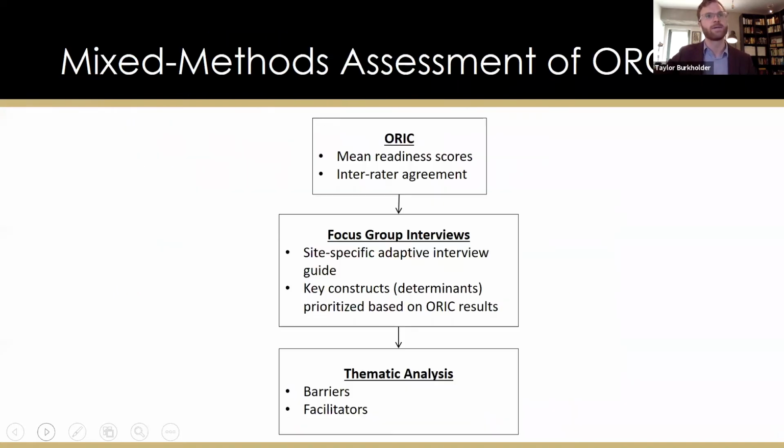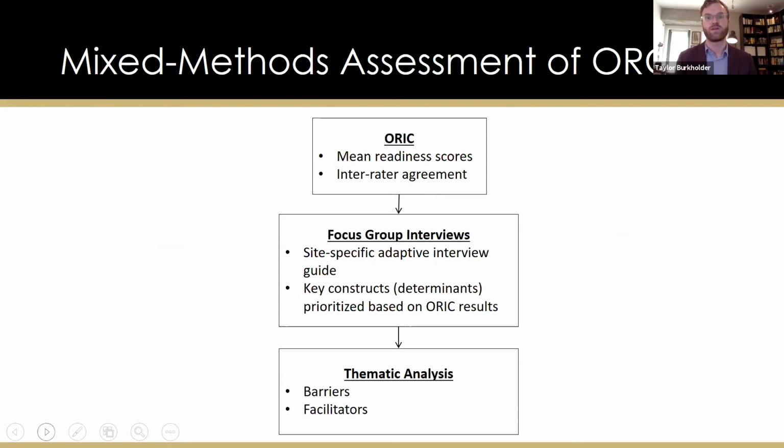On the next slide. This is a map of the methods that we're proposing and planning to follow. It's a two-part mixed methods approach where we first use the ORIC survey instrument and we'll send it to key stakeholders at each of the sites. And from their responses, we'll be able to calculate median readiness scores and their inter-rater agreement.